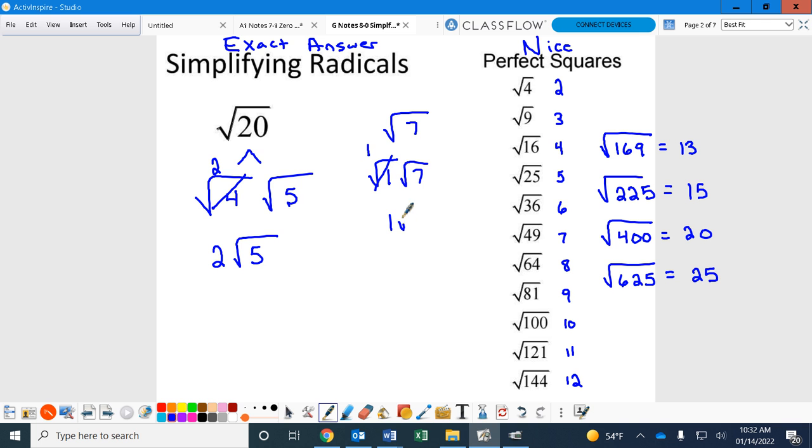Okay, guys, the reason this doesn't matter is because the square root of 1 is 1. And 1 times the square root of 7 is, guess what? The square root of 7. And we're right back where we started. Does it help to break it down with 1?